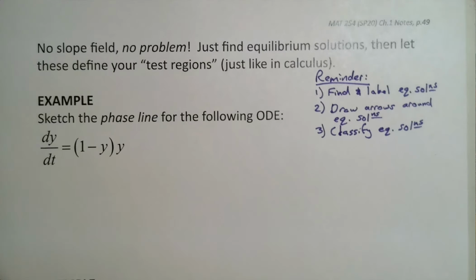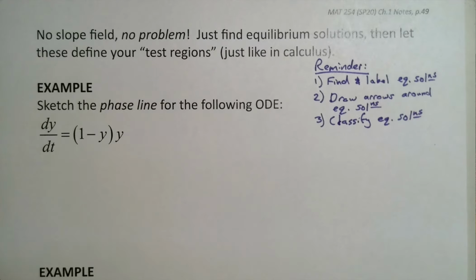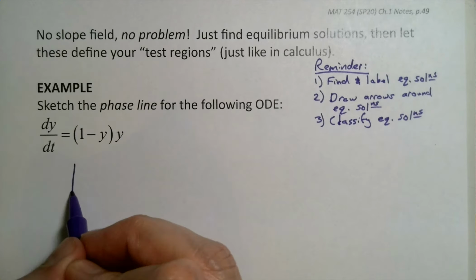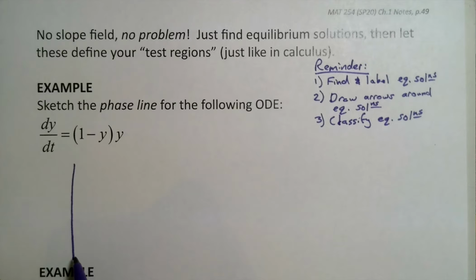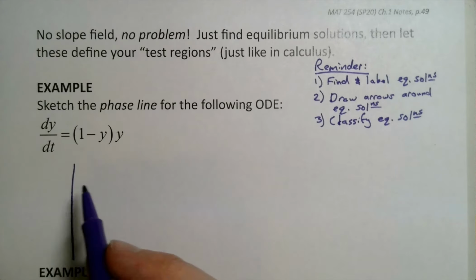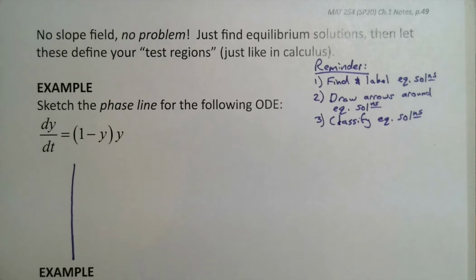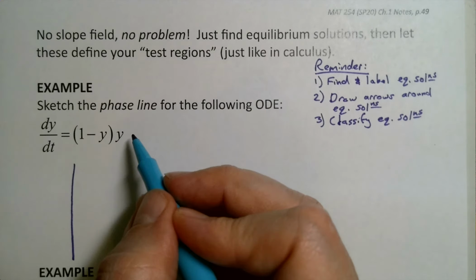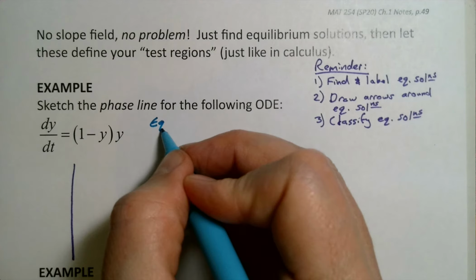So for this first one, we've got our first example, we've got our differential equation. I'm just going to go ahead and draw the line. Now I'm not going to put arrows on either end, right? I know there's going to be some equilibrium points in here, but I don't know what they are yet. So off to the side, I say, okay, where is this thing equal to 0? Where are the equilibrium solutions?